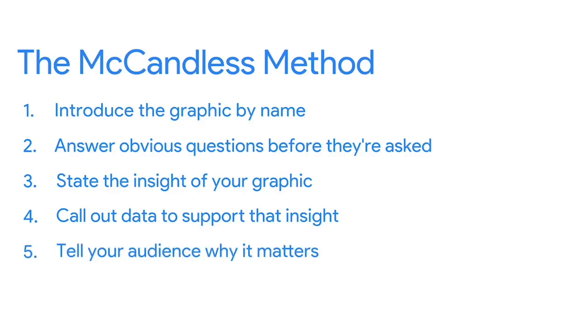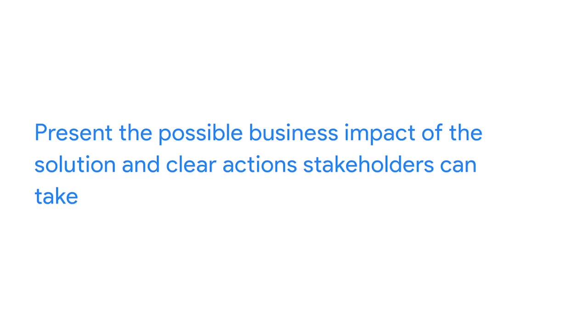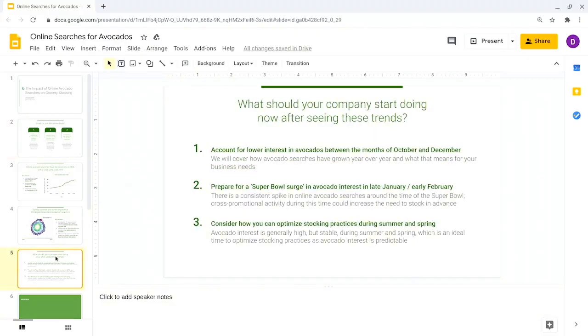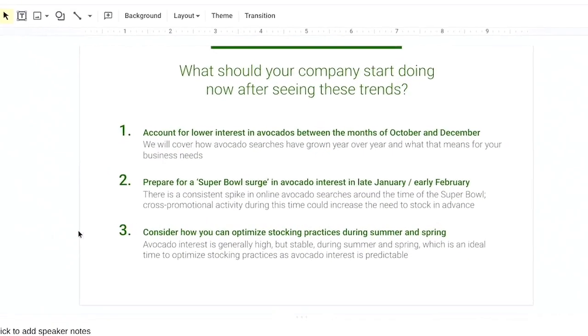Finally, it's time to tell your audience why it matters. This is the so what moment. Why is this insight interesting or important to them? This is a good time to present the possible business impact of the solution and clear action stakeholders can take. You might remember that we outlined this in our framework at the beginning of our presentation. So let's explain what this data helps our grocery store stakeholder do.